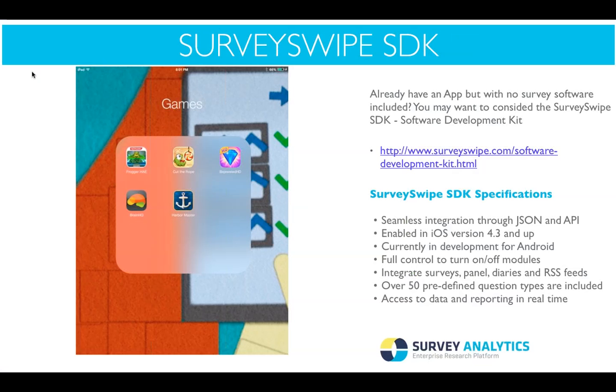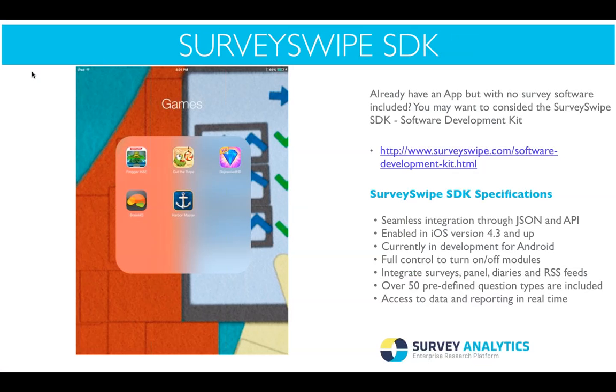You'll also be able to have full control to turn on and off specific modules of the SurveySwipe tool. And then you'll be able to integrate with your current app surveys, panels, diaries, any specific push notifications or feeds in order to engage your current app users more openly than you had before. Again, with the SurveySwipe tool, you'll have over 50 predefined question types included that run and look beautiful on the app as well, and you'll have access to the data and reporting in real time.